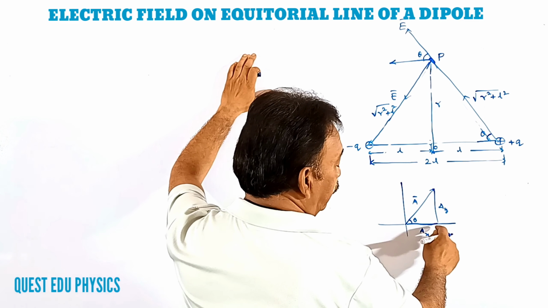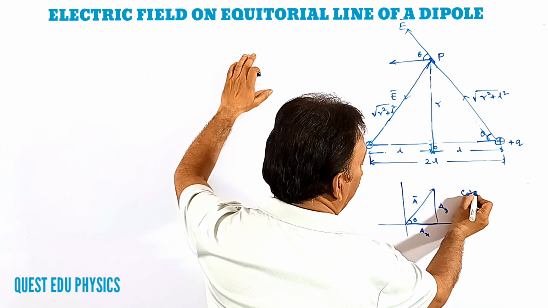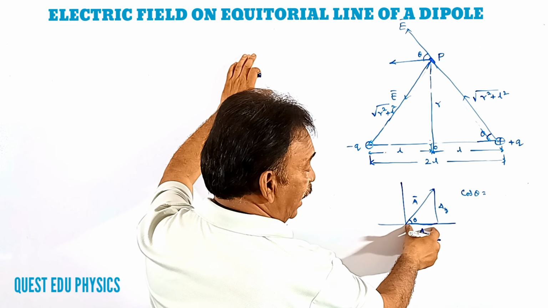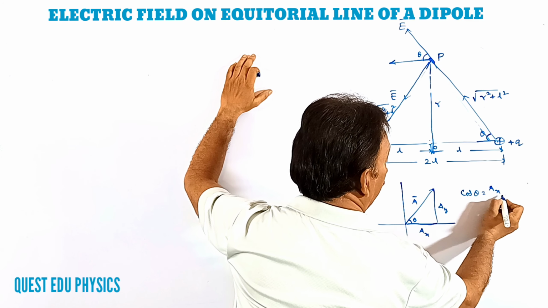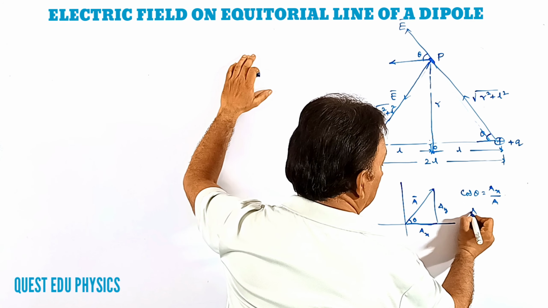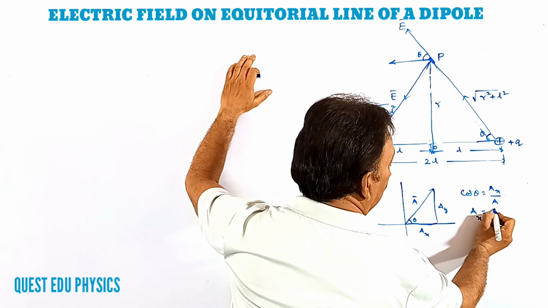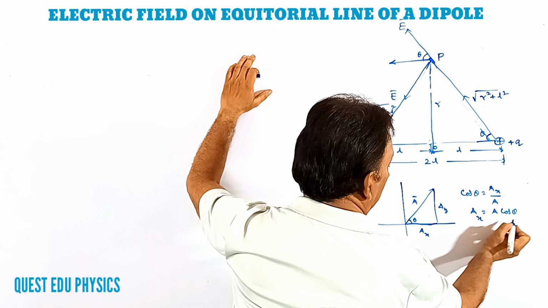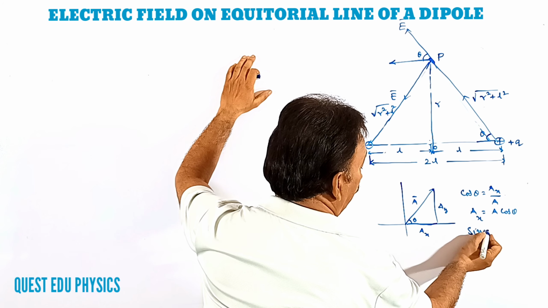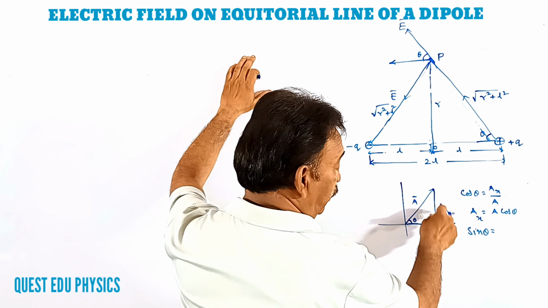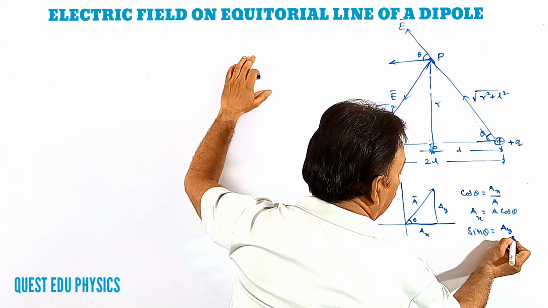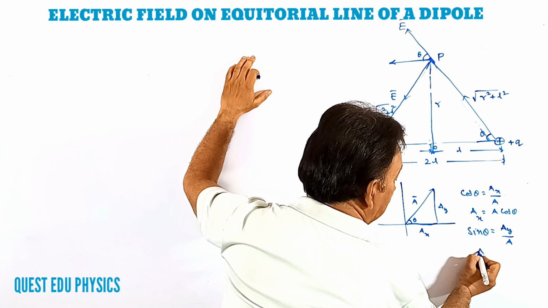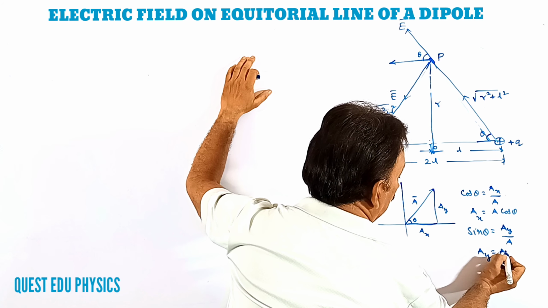If you take the triangle, then you know how to get cos theta. Cos theta is adjacent by hypotenuse, that is AX by A, the horizontal component. AX is equal to A cos theta. Similarly, sin theta is opposite by hypotenuse, that is AY by A, so AY is equal to A sin theta.